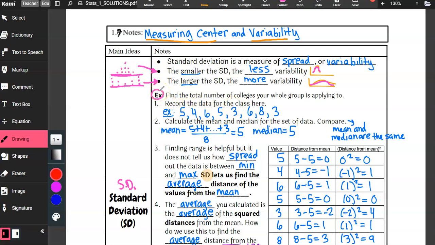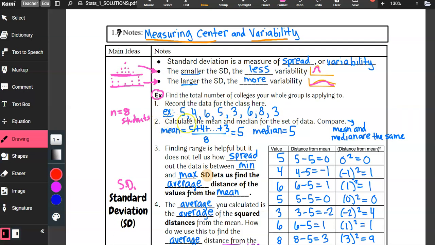Okay, so for the example, it says find the total number of colleges your whole group is applying to. Record the data for the class here. So this is an example. Say we survey 8 students, and say one student says 5 colleges, another student says 4 colleges, and so on. And the last student says 3 colleges. So here is the set of data.